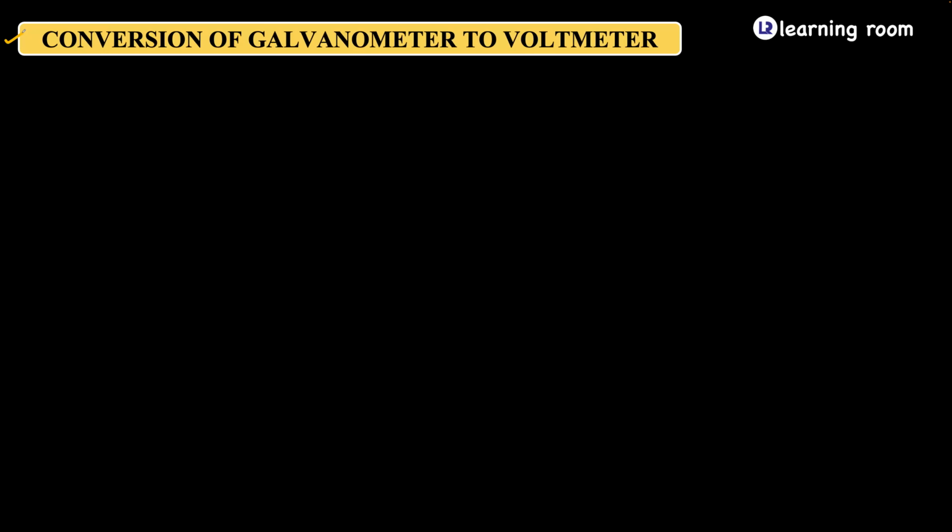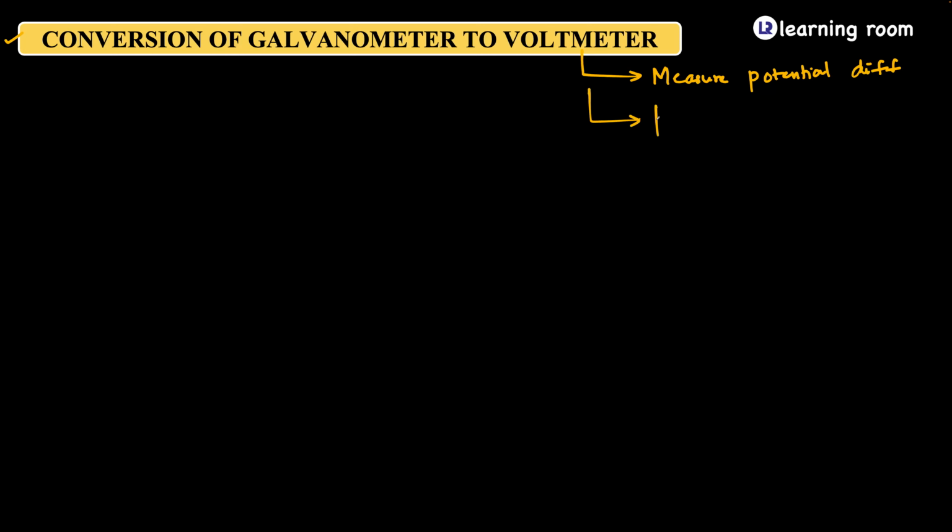So the next question is about conversion of a galvanometer to a voltmeter. In a similar way, we will see what a voltmeter does. A voltmeter is used to measure potential difference, or simply voltage.